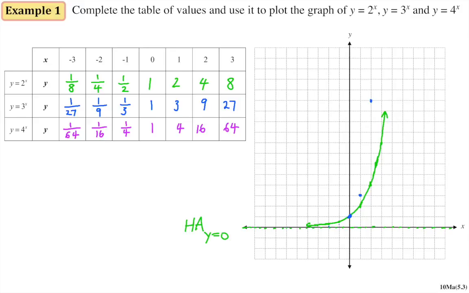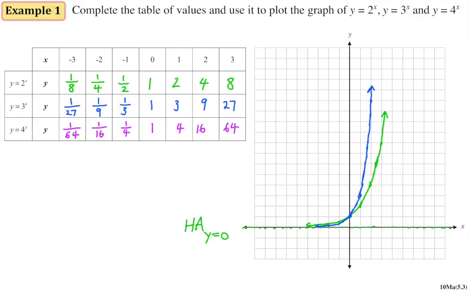So my graph looks something like this. It actually comes in underneath that one. Then it heads up far steeper. So there's my blue graph.